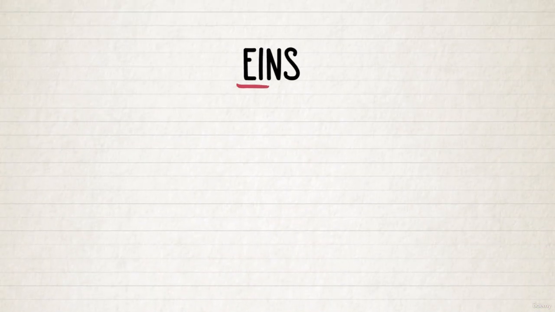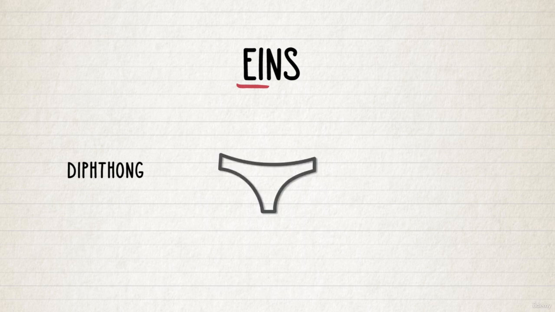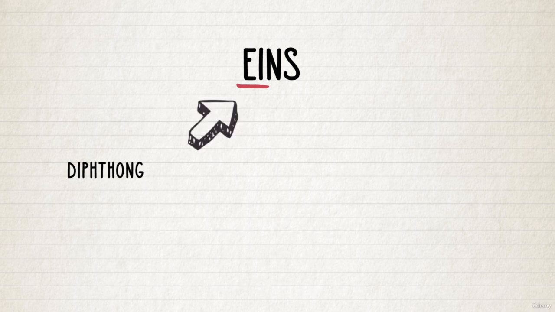Eins. E and I together get pronounced as I, like in sky, for example. It's a German diphthong, and no, it has nothing to do with a small piece of underwear. It's two or more letters that always get pronounced the same way when they are together, like here, I.